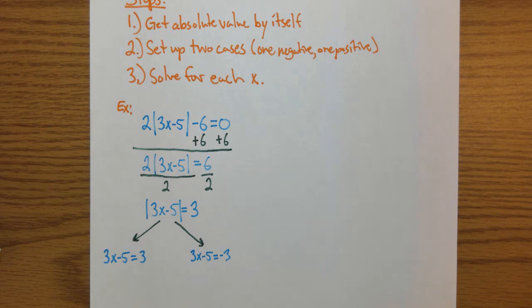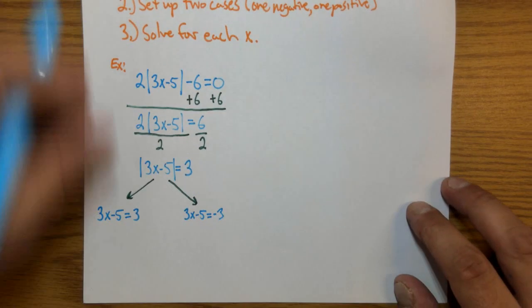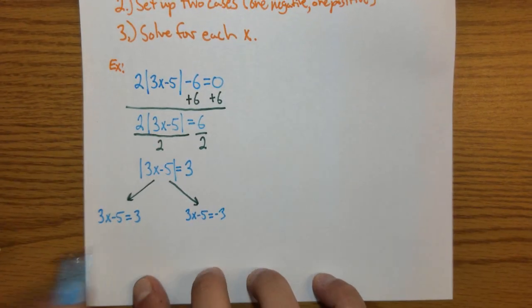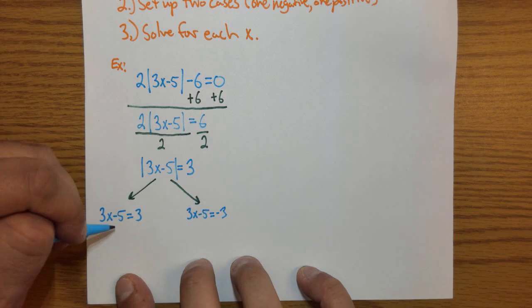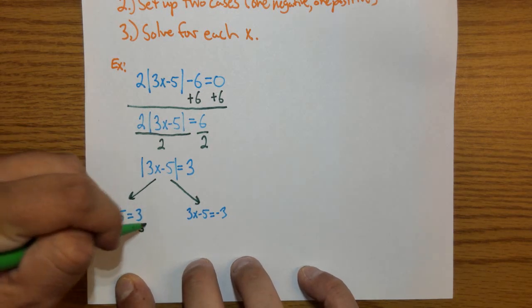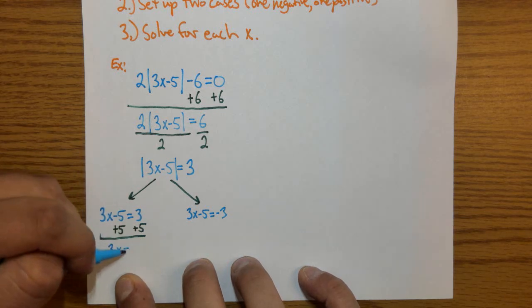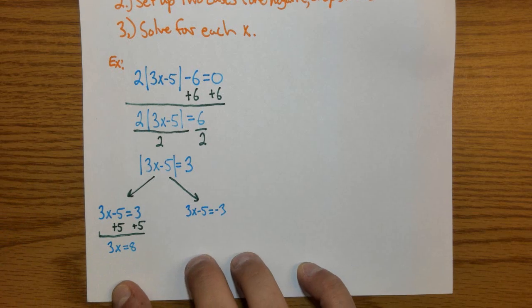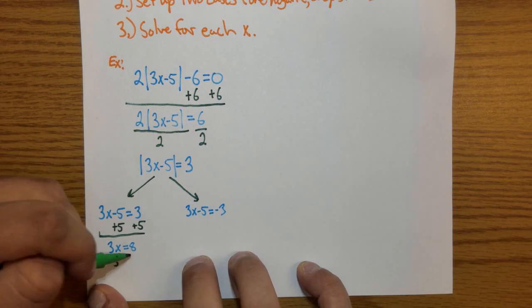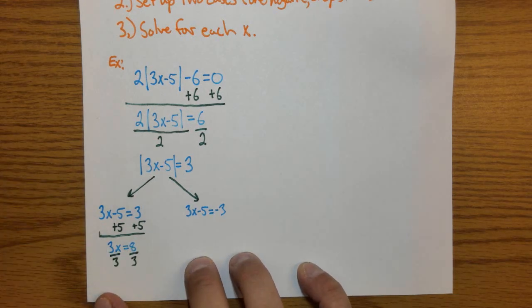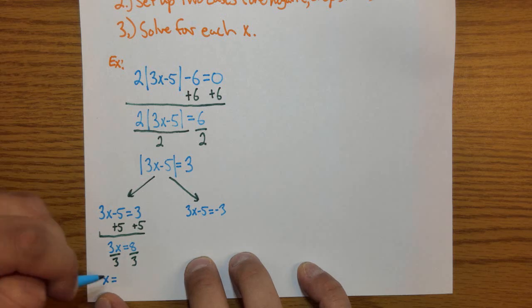And notice at this point I ditched the absolute value bars. Once we split it into 2, we don't need them anymore. And then here we just have two-step equations. So we solve for each x. We're going to add 5 to both sides here, which is going to give me 3x equals 8. And then divide both sides by 3, which would give us x equals 8 over 3.